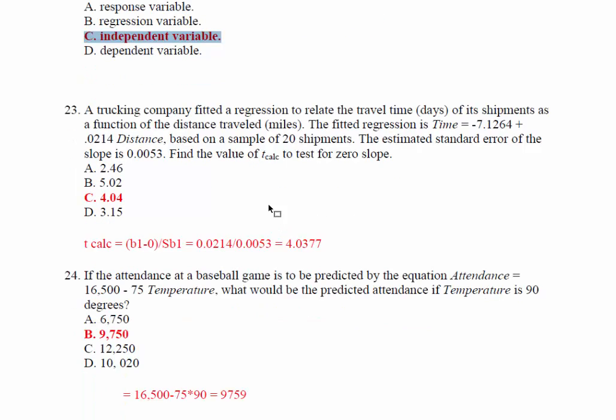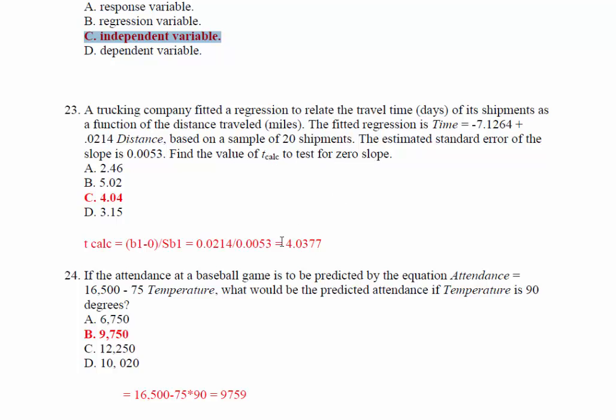Number 23. A trucking company fitted a regression to relate the travel time in days of its shipments as a function of distance traveled in miles. The fitted regression line is time equals minus 7.1264 plus 0.0214 times distance, based on a sample of 20 shipments. The estimated standard error of the slope is 0.0053. Calculate the t to test for zero slope.